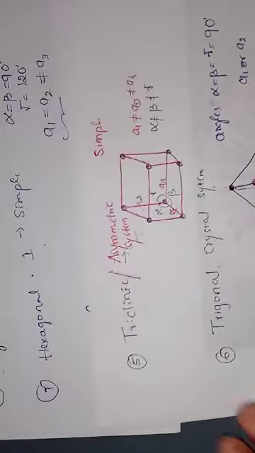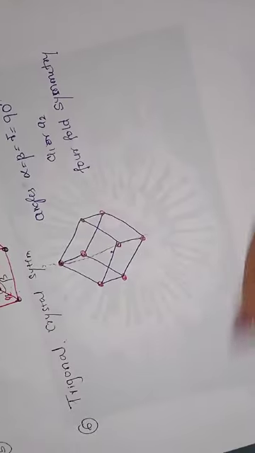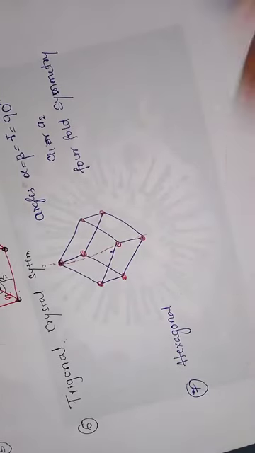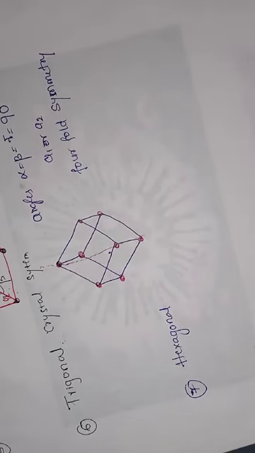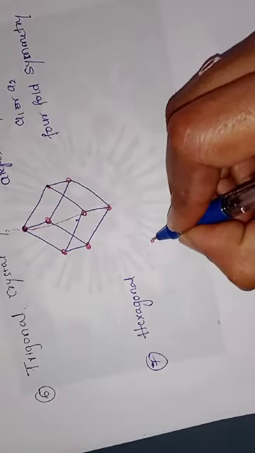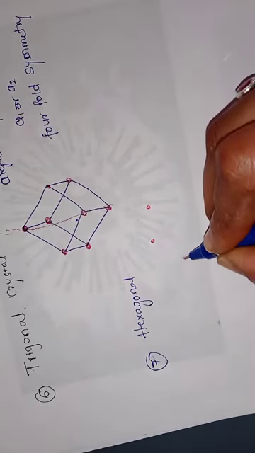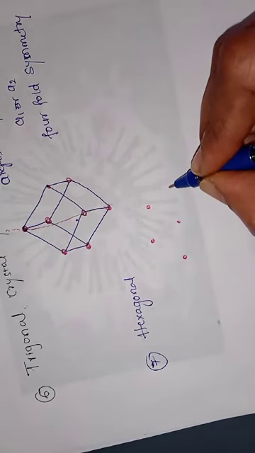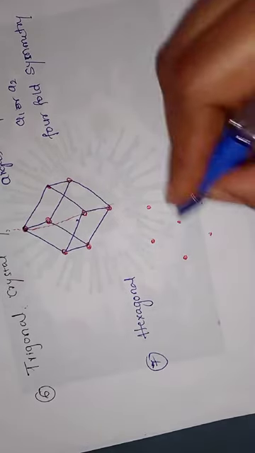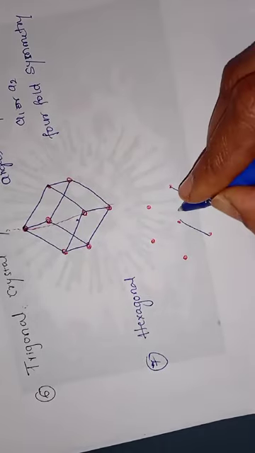Then the last one is the hexagonal crystal system. What is this hexagonal crystal system? In the hexagonal crystal system, it has 8 faces. How many faces? 8 faces. So what is the structure of this hexagonal system? This is the structure of the hexagonal system.